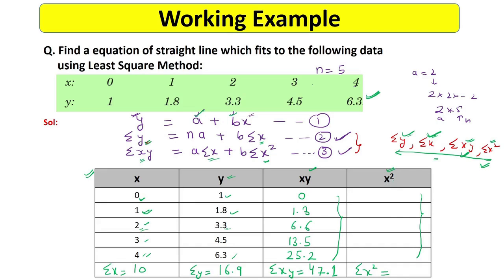Now the same way we can find the x square. X square means we have to find the square of these x values. Square of 0 will be 0, square of 1 will be 1, square of 2 will be 4, then 3 3 are 9 and 4 4 are 16. If we add all these values 0, 1, 4, 9, 16, we get the summation of x square, which will be 30. So we have got all the values: summation of x, summation of y, summation of xy, and summation of x square. Now see what is the next step.